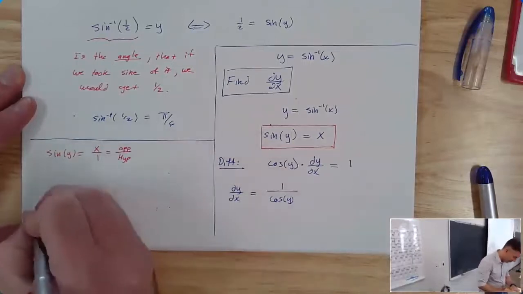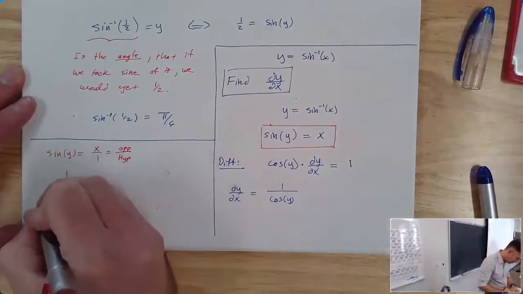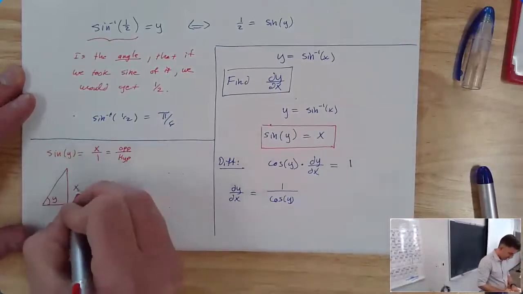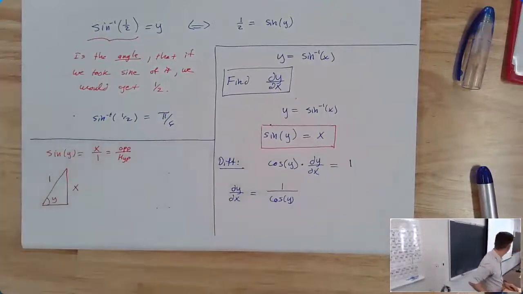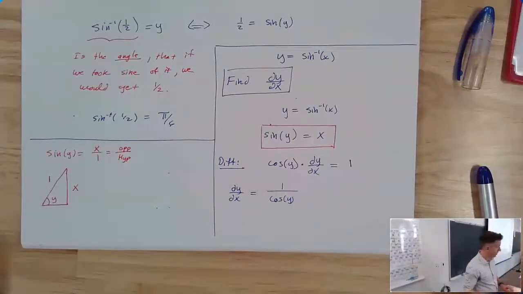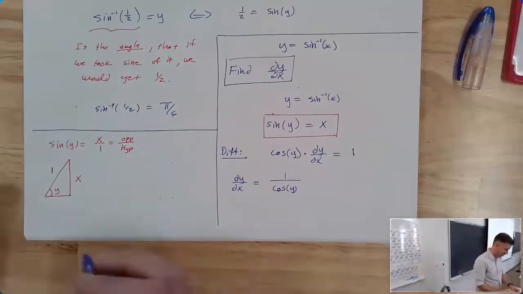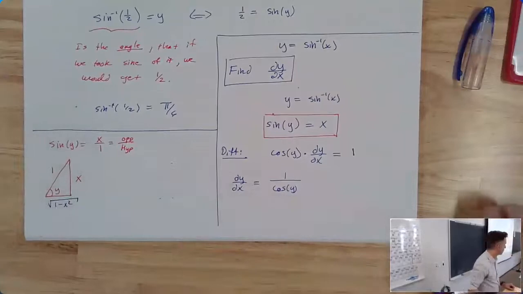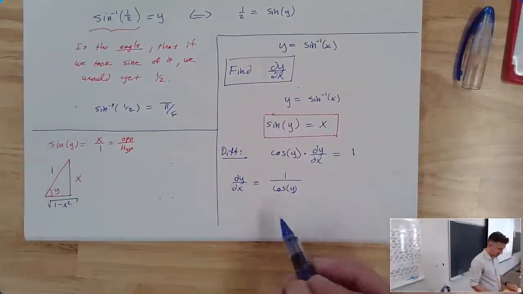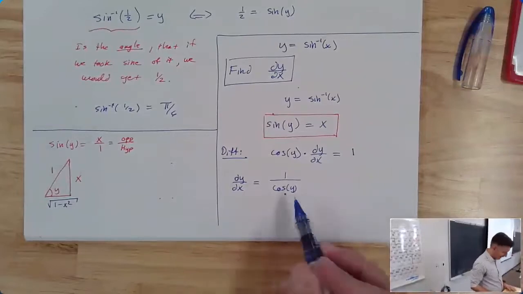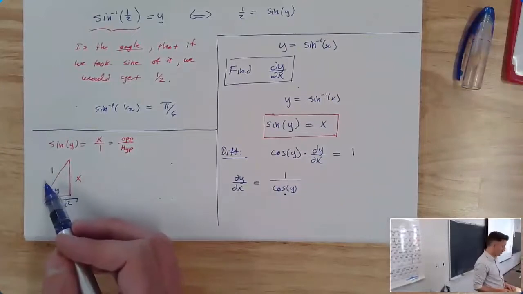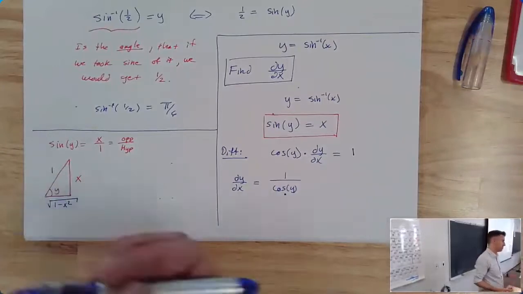So I'm going to draw a triangle where the angle here is y, the opposite side is x, and the hypotenuse is 1. Then we can use the Pythagorean theorem to find the other side, which will be the square root of 1 minus x squared. Now if I want to find cosine of y, I look at this triangle and say it's the adjacent over the hypotenuse, which is the square root of 1 minus x squared over 1, which is the square root of 1 minus x squared.